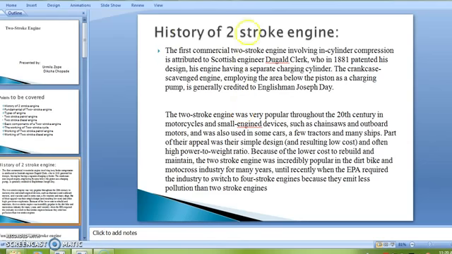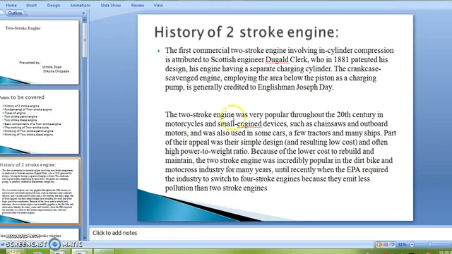First, we will see the history of the two-stroke engine. The first commercial two-stroke engine involving in-cylinder compression is attributed to Scottish engineer Dugald Clerk, who in 1881 patented his design. His engine had a separate charging cylinder. The crankcase scavenge engine, employing the area below the piston as a charging pump, is generally credited to Englishman Joseph Day.